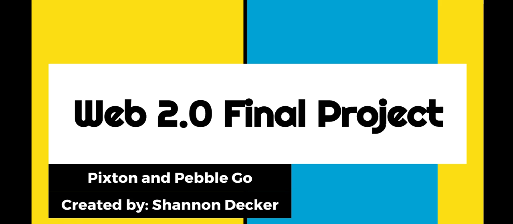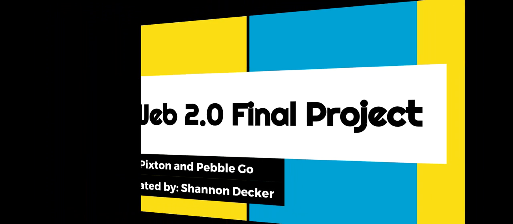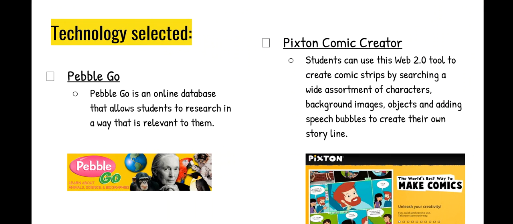This is my Web 2.0 final project over the tools Pixton and PebbleGo. PebbleGo is an online database that allows students to research in a way that's relevant to them. It's geared for K-2 learners but could also be useful for struggling learners in upper elementary grades or even ELL learners.